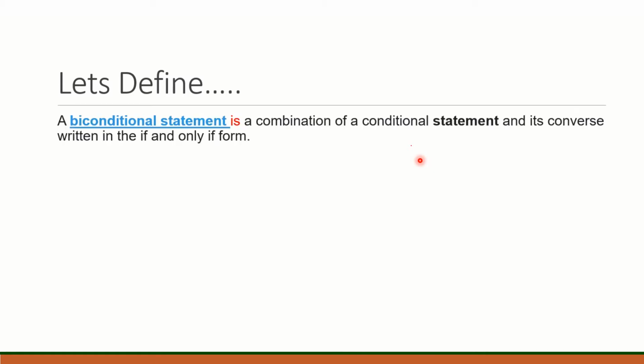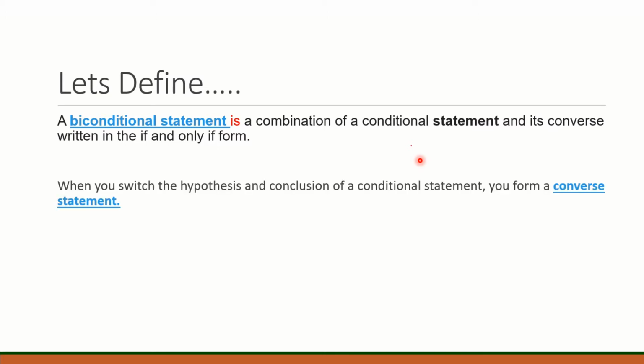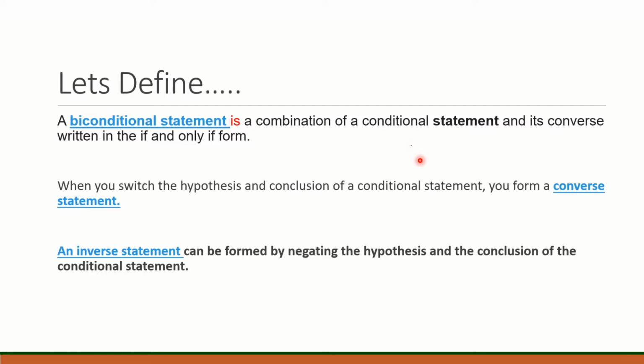So a biconditional statement is a combination of a conditional statement and its converse written in if and only if form. Well, a converse statement is when you switch the hypothesis and conclusion of a conditional statement. So for week 6, we have already tackled the conditional statement. And if you switch its hypothesis and conclusion, you form what we call the converse statement.